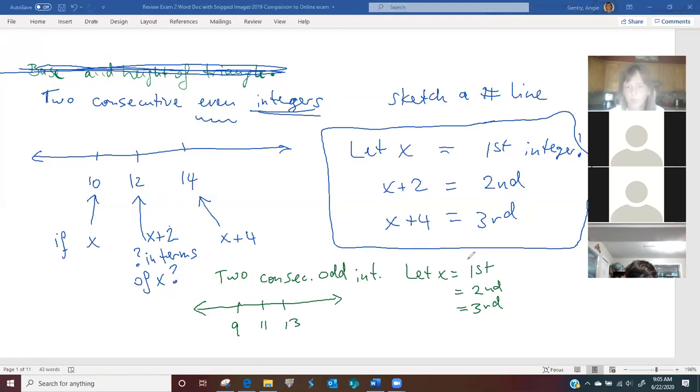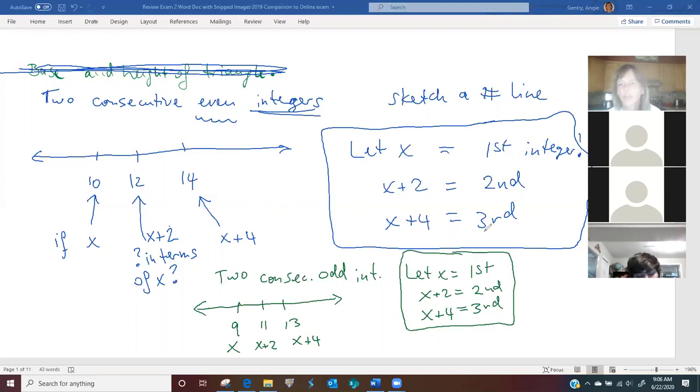Then you say, let x be the first, so I'm gonna let x be this guy. Then what is the second in terms of x? X plus 2. You see it? Because 11 is 2 bigger than 9. And what is the third in terms of x? X plus 4. You see? And some people say, well, you're saying x is 9. I'm like, I have no clue what x is. I'm just saying if x is 9. So these things are what you're going to use.